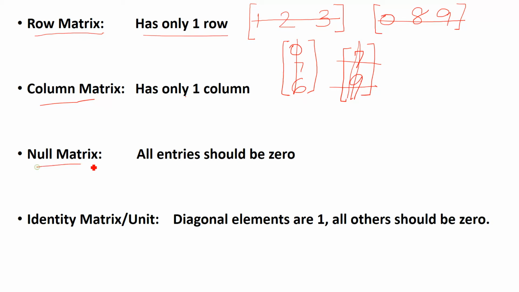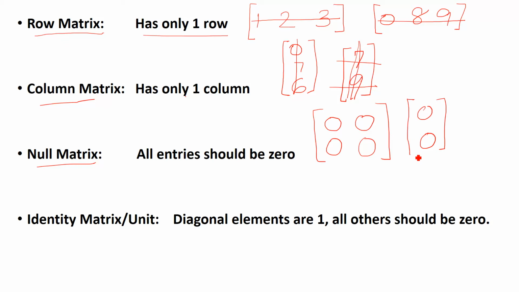Now is the null matrix. See, the name indicates null matrix. All entries of the matrix should be 0. Suppose 0, 0, 0, 0. This is called the null matrix. If it has, suppose, one column but both are 0, so this is the null matrix. If it is like this, one row but all entries are 0, it is called the null matrix.